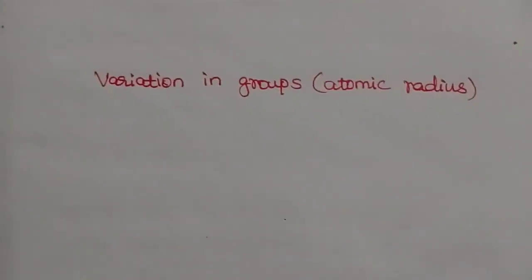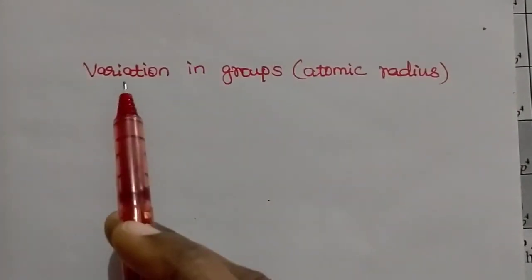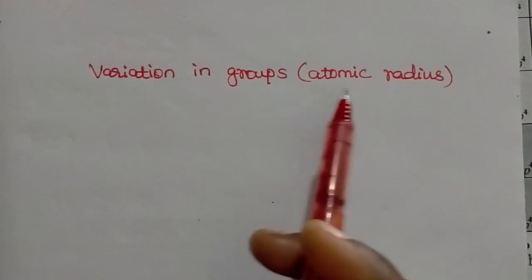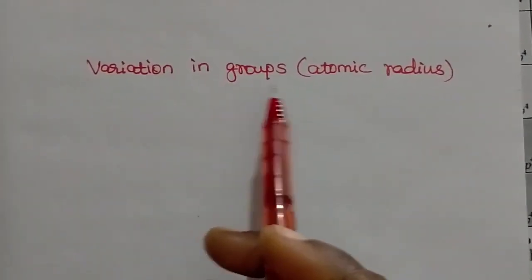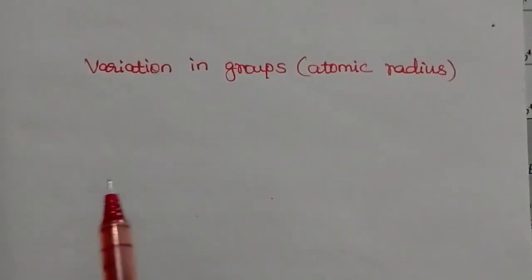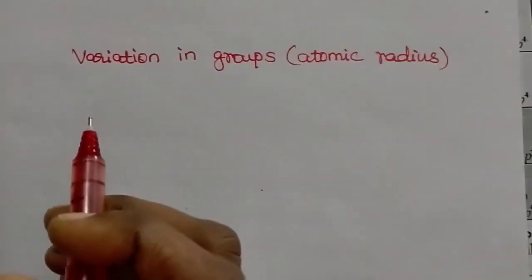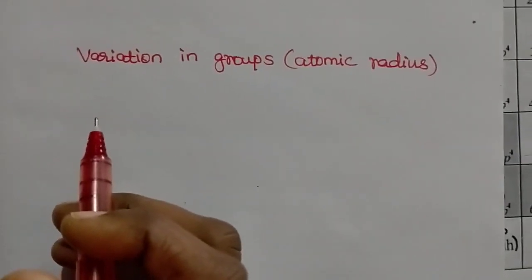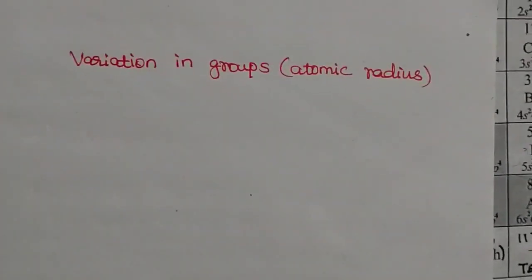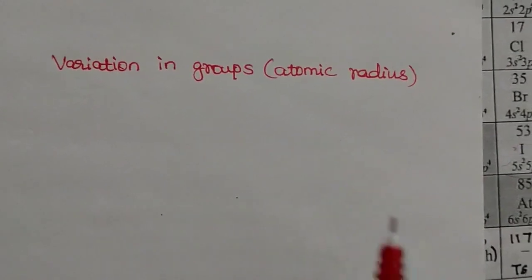Okay. Today's portion is variation in groups, atomic radius. So, atomic radius variation in groups. How many groups are present in our modern periodic table? Totally 18 groups are present in our modern periodic table, from the first group to the 18th group.